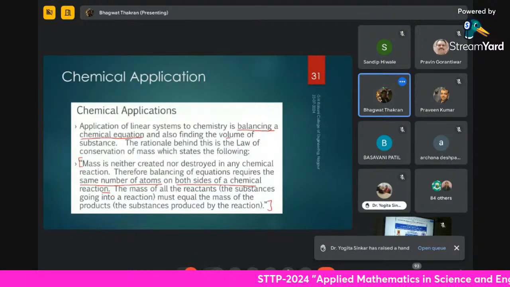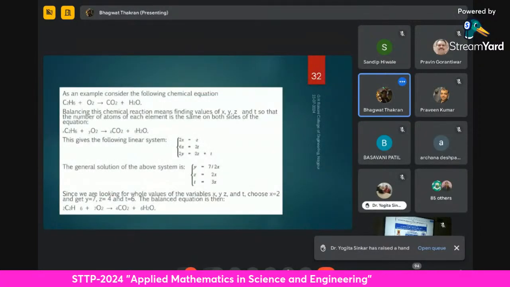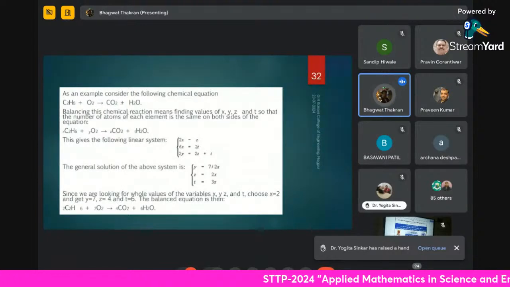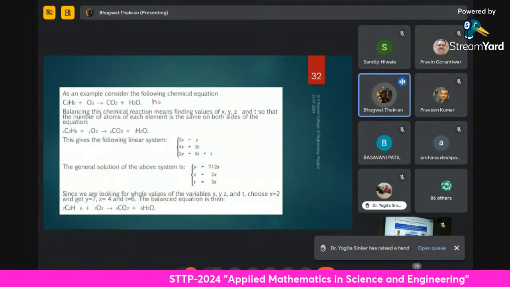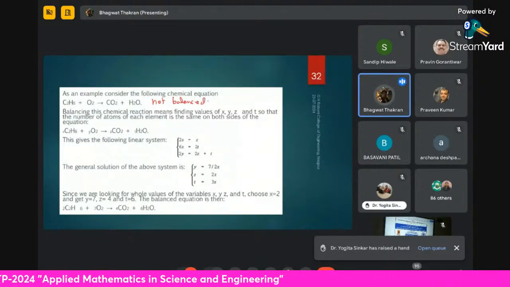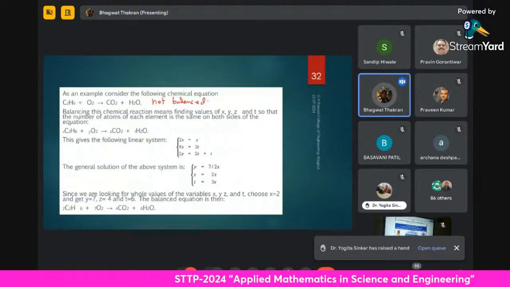Right? For this, I have considered one example. Let us consider a simple equation: C2H6 plus O2 gives CO2 plus H2O. Now, this equation is not balanced. I need to balance it, looking at carbon, hydrogen and oxygen. Two components on the left side, two components on the right side.